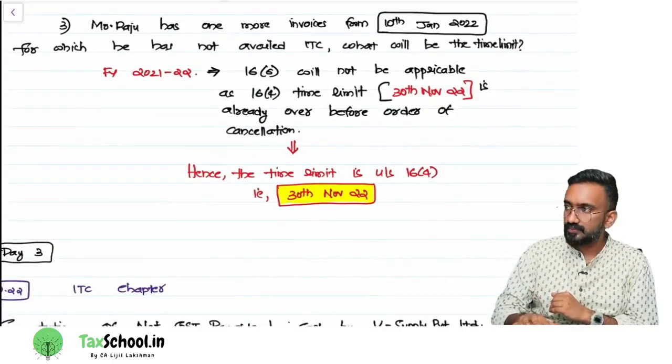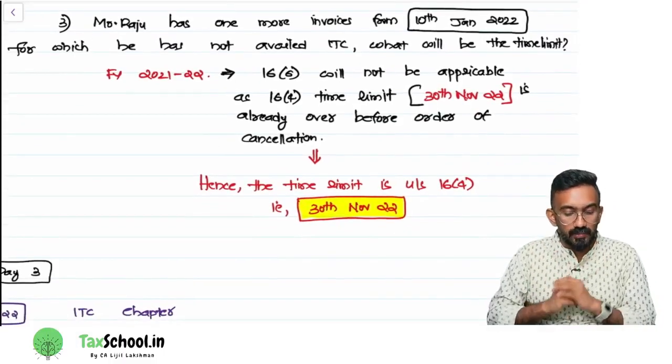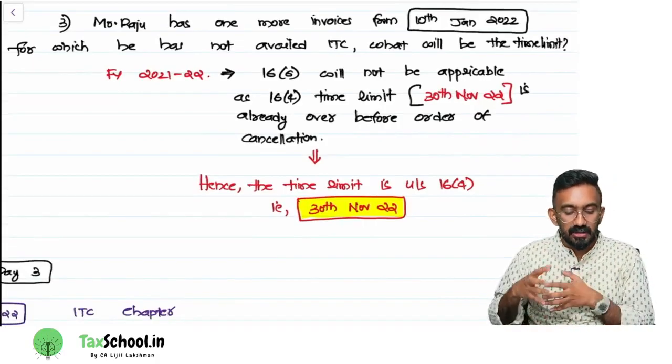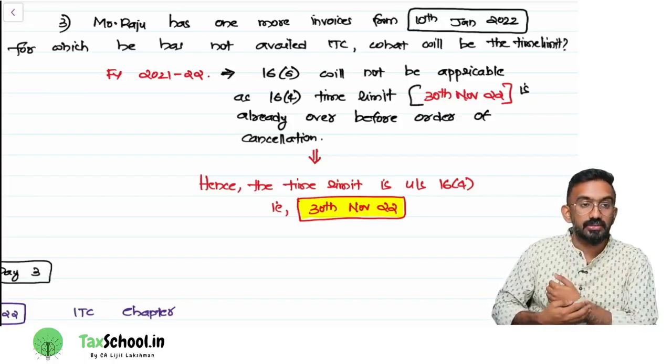Third case. Mr. Raju has one more invoice on 10th January 2022 for which he has not availed ITC. 2022 invoice, which belongs to which financial year?